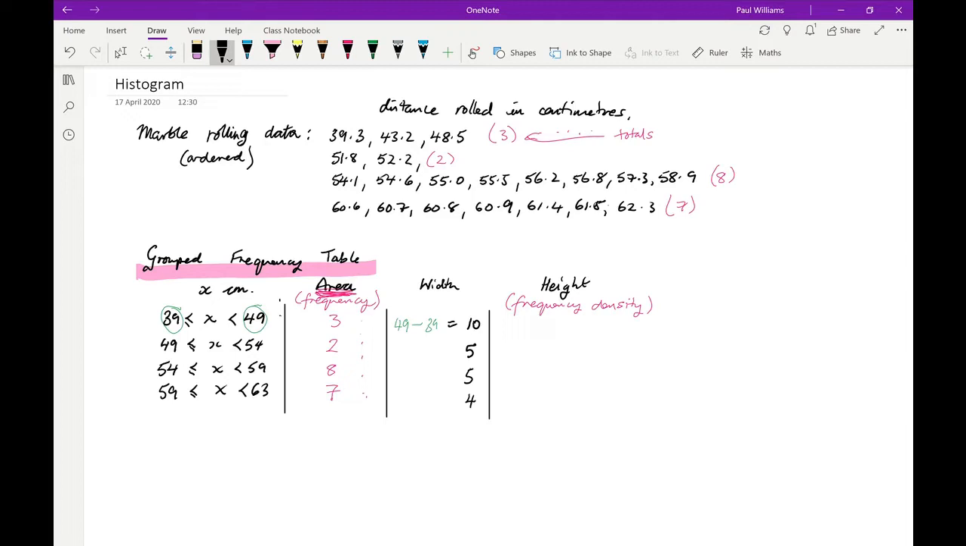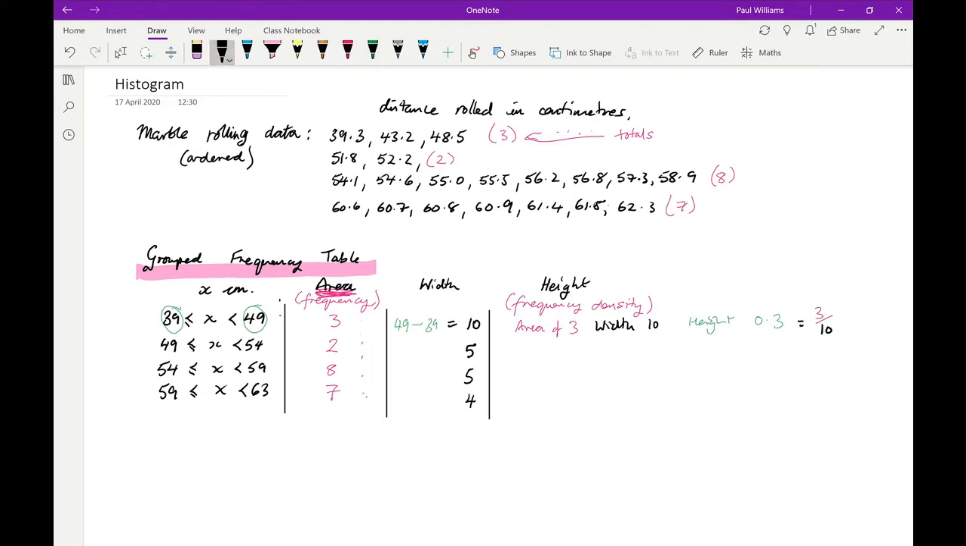Well, you'll recall that they were rectangles for a histogram, so I need to work out what height would you need to have an area of 3 and a width of 10. Well, the height would need to be 0.3. How did we get that? Well, we divided the 3 by the 10.